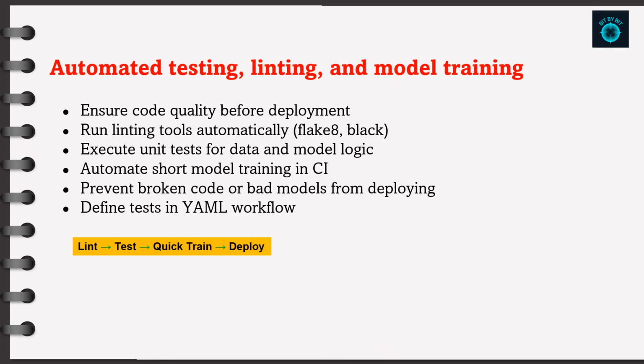Next, we run linting tools automatically, such as Flake8 or Black. These tools check code formatting, indentation, and naming conventions. They don't change how the code works. They simply make it consistent and clean, so the whole team can easily read and maintain it. The best part is, these tools run automatically inside the pipeline, so you never have to do it manually.